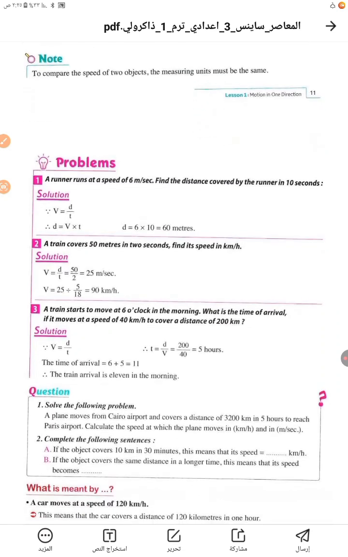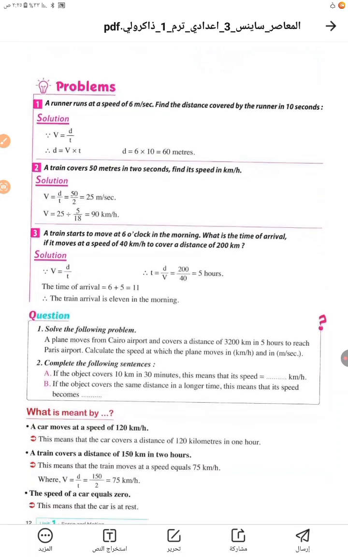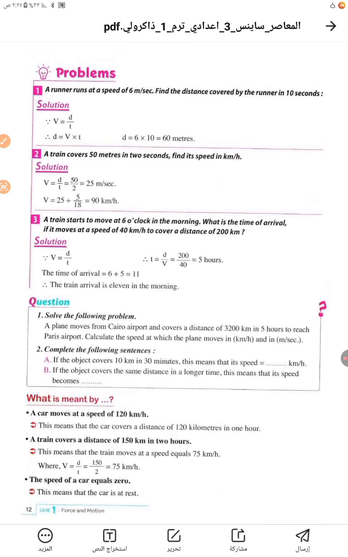Let's go to the problems. The first question says: a runner runs at a speed of 6 meter per second. Find the distance covered by the runner in 10 seconds. Solution. First I write my law. The law says velocity equals distance over time, and from it distance equals velocity multiply time. Direct substitution: distance equals 6 multiply 10 equals 60 meters.